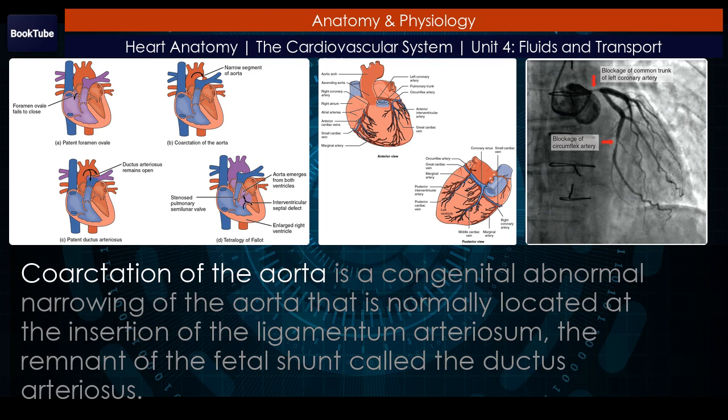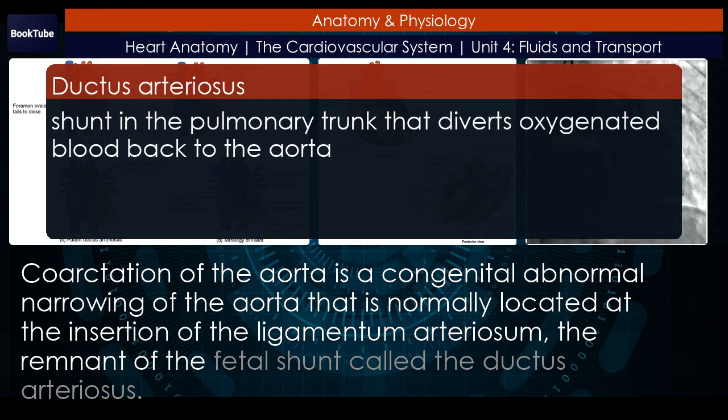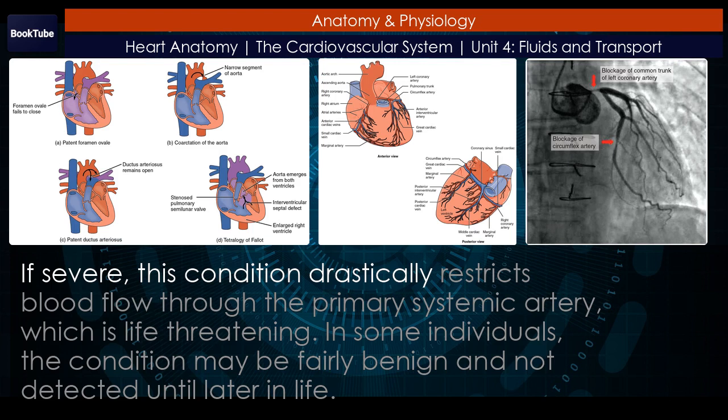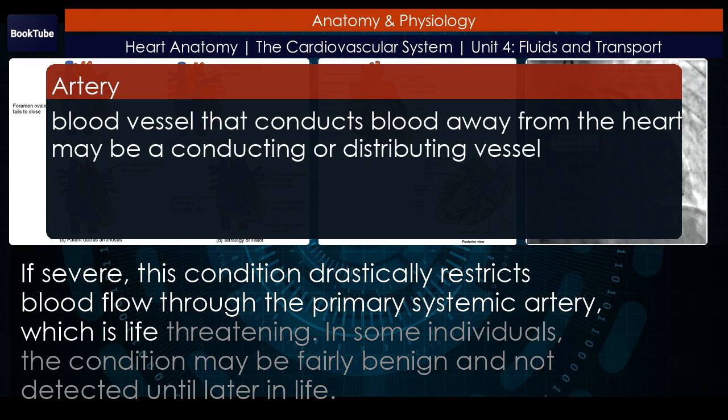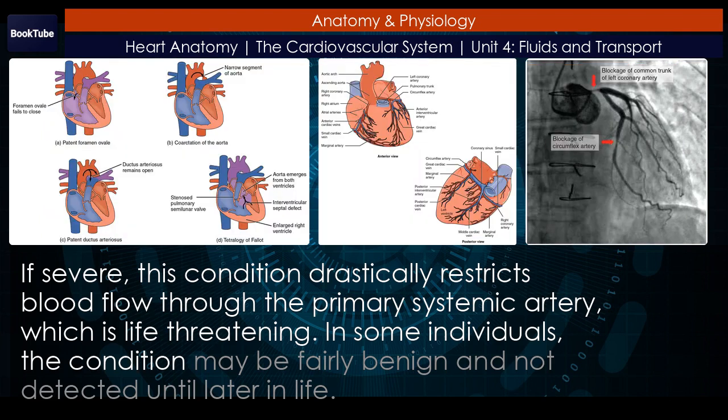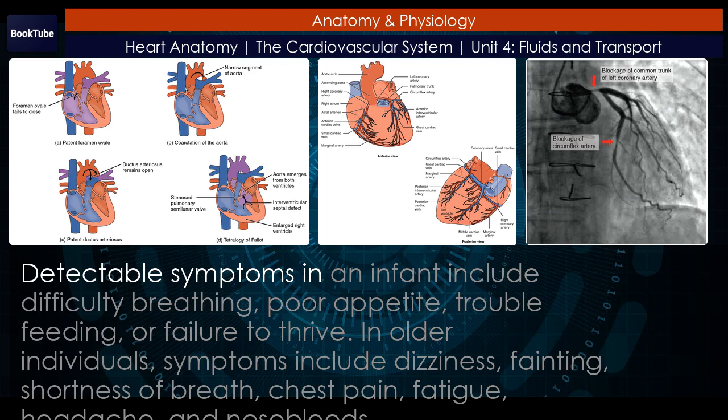Coarctation of the aorta is a congenital abnormal narrowing of the aorta that is normally located at the insertion of the ligamentum arteriosum, the remnant of the fetal shunt called the ductus arteriosus. If severe, this condition drastically restricts blood flow through the primary systemic artery, which is life-threatening. In some individuals, the condition may be fairly benign and not detected until later in life. Detectable symptoms in an infant include difficulty breathing, poor appetite, trouble feeding, or failure to thrive.